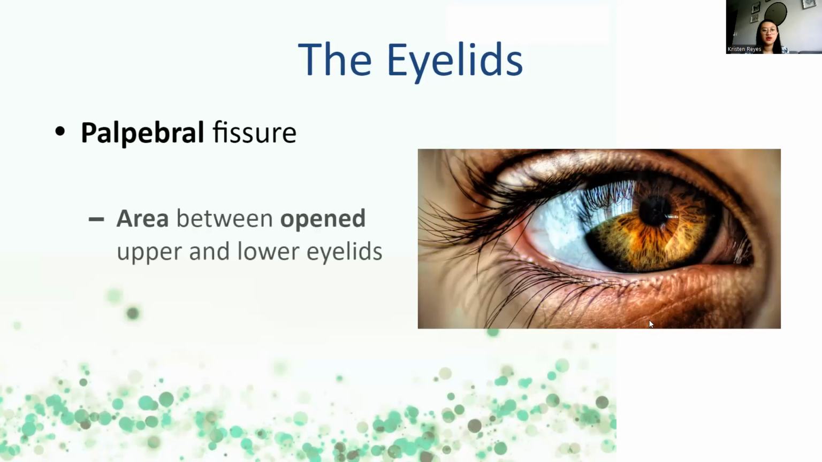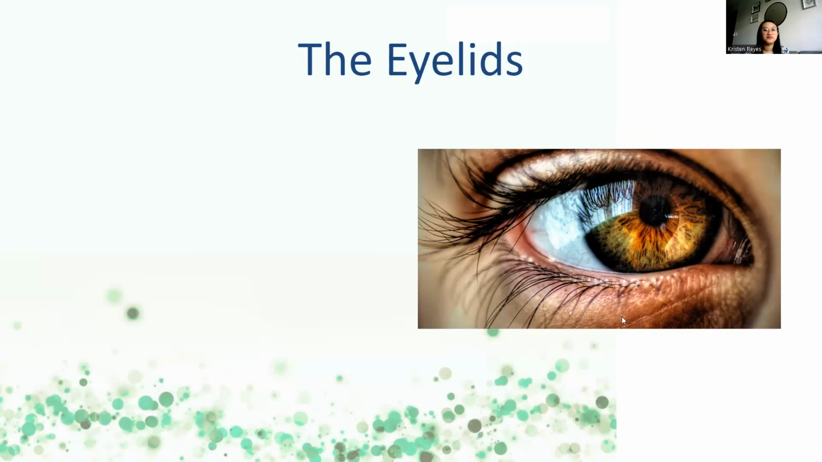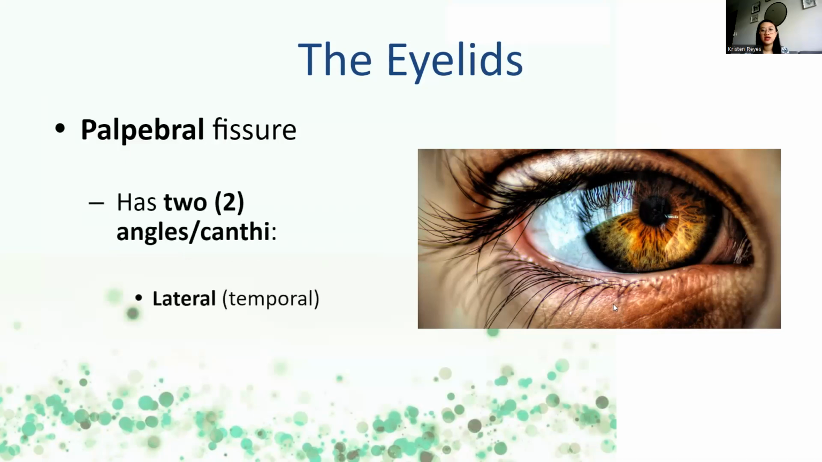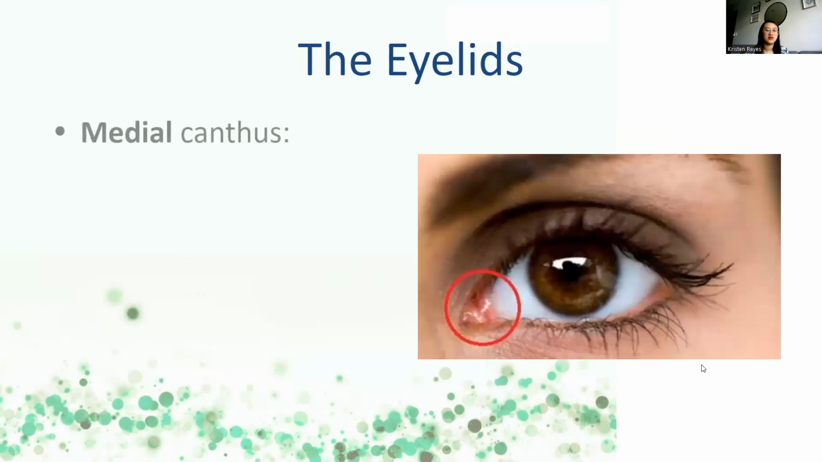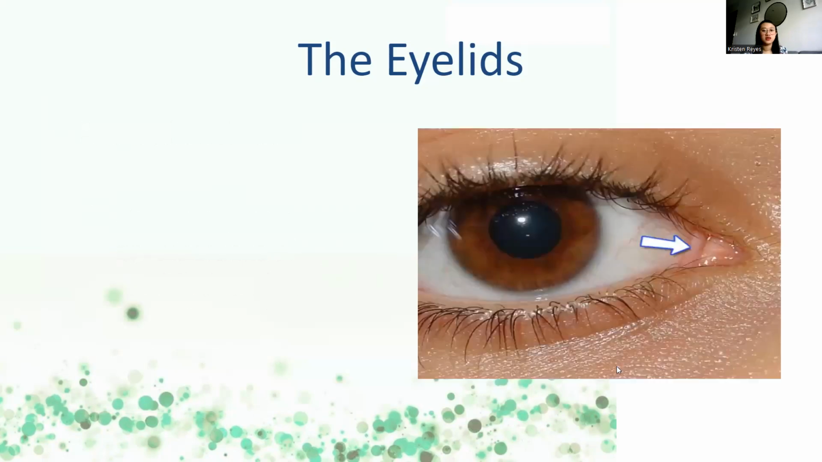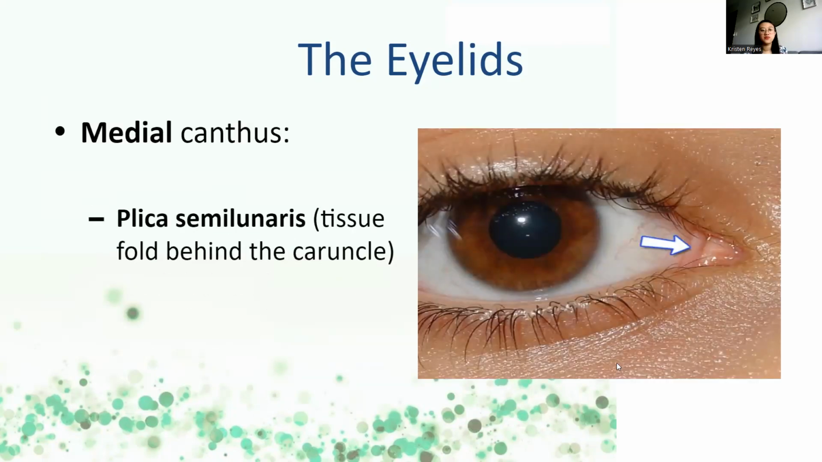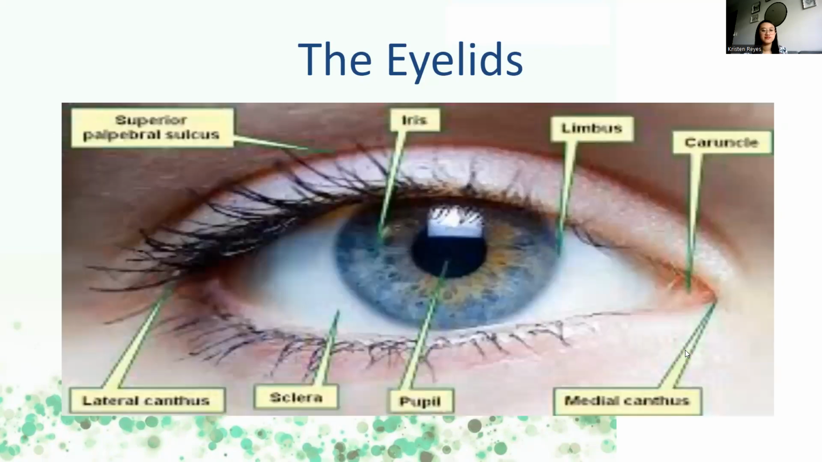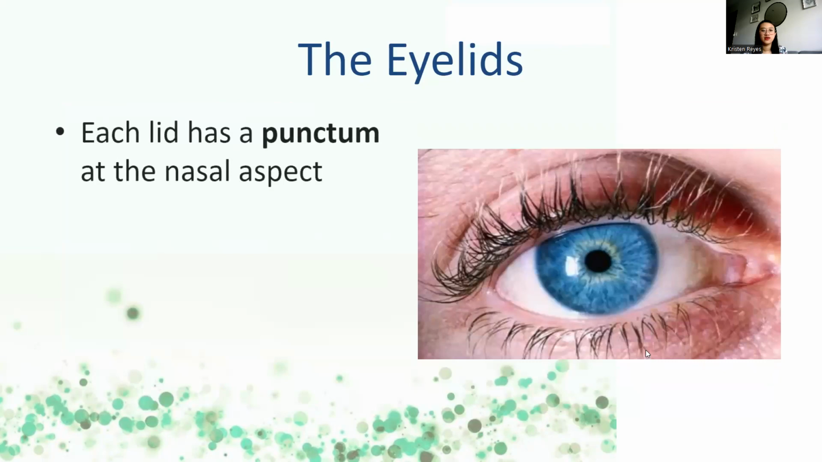The eyelids, you have your palpebral fissure. Again, they are the area between the upper and lower eye. Has 2 angles, the lateral and the medial. Lateral is the temporal side, medial is the nasal. In the medial area, you have your caruncle, a small protuberance of modified skin. You also have your plica semilunaris, which is the tissue fold behind the caruncle. Each lid has a punctum at the nasal aspect.